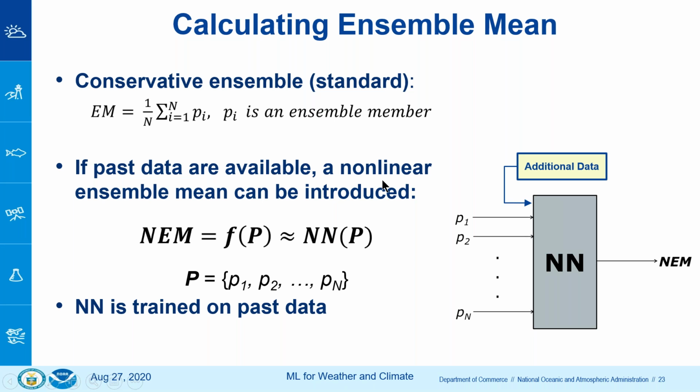If you have past data for this value for ensemble members, you have an archive, and if you have observations, you can train a neural net which has ensemble members as inputs, and you can train a nonlinear ensemble mean using past observations. This approach has at least two advantages. It can pick up nonlinear correlations between ensemble members, and I will show you such an example. And additional data can be introduced. Any additional data which you believe can improve your nonlinear ensemble mean can be used. There is no place in a conservative ensemble to use additional data.